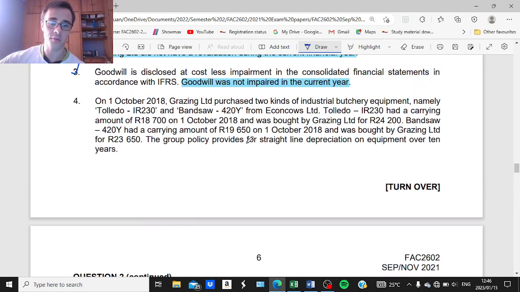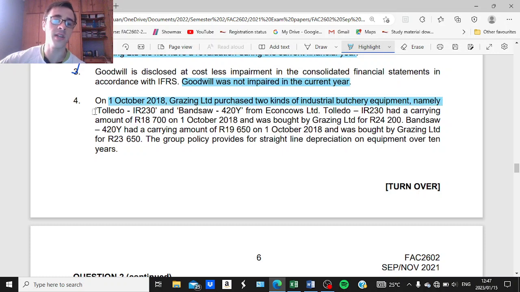Then let's go to additional information point 4, which says the following. On the 1st of October 2018, Grazing Ltd purchased 2 kinds of industrial butchery equipment, namely Toledo IR230 and Bandsaw 420Y from Econ Ltd. So clearly in additional information point 4, we are dealing with an intergroup sale of depreciable equipment, or depreciable assets, that being the industrial butchery equipment.